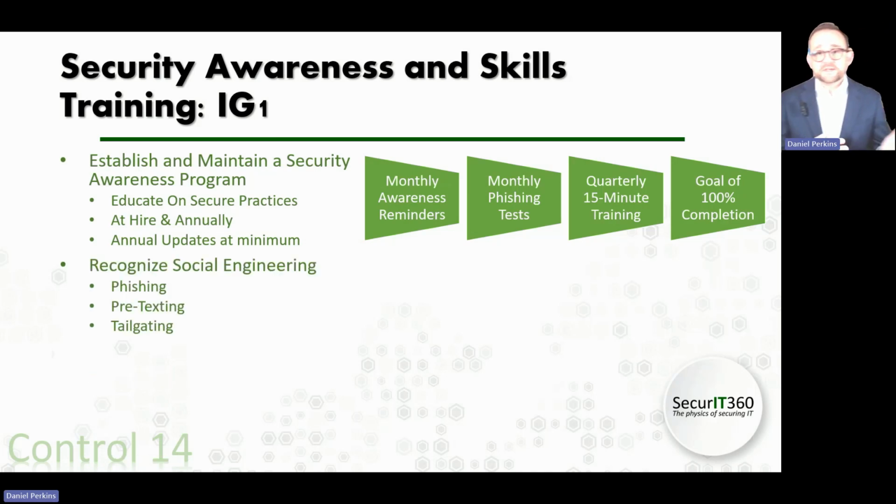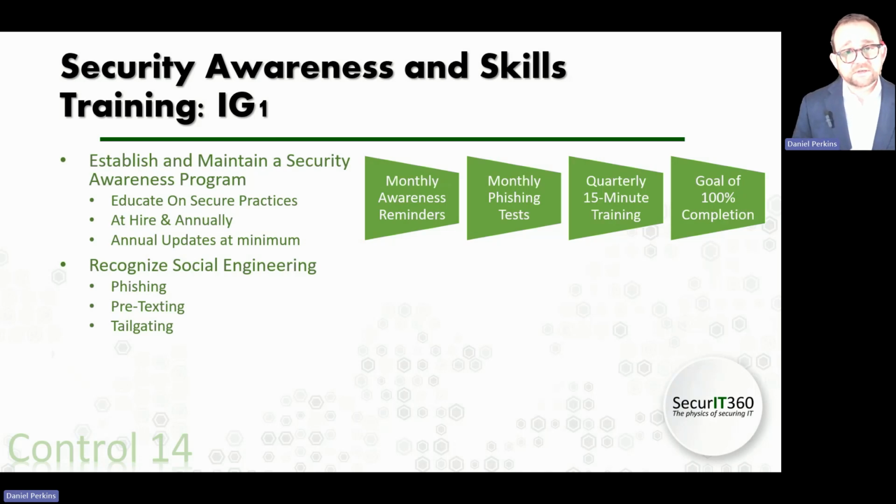Now, when we get back to CIS top 18, one of the controls here in 14 is we want to recognize social engineering, right? We want to train our users on what to recognize when it comes to phishing, pretexting, and tailgating, right? We're probably all familiar with social engineering for phishing emails where we get that impersonation or, hey, we've got a new invoice for you.